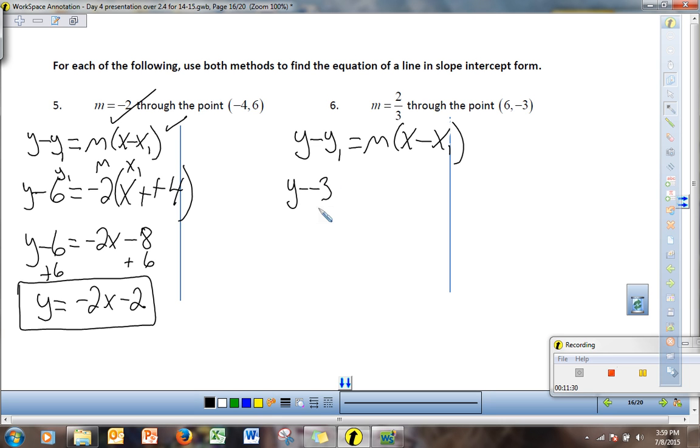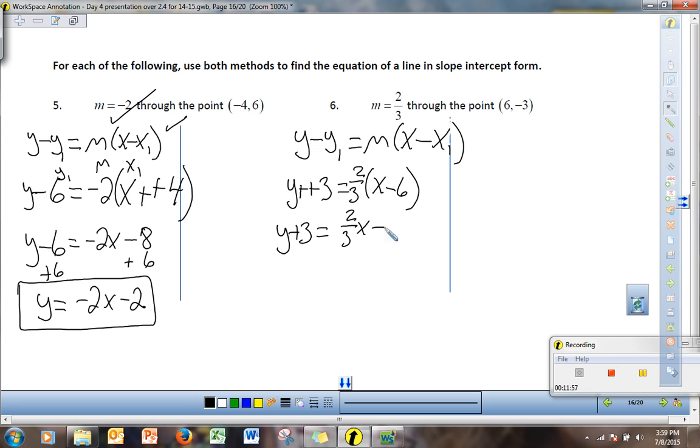So I've got y minus negative 3. And I hope you think, okay, Wayne, minus a negative is really a positive, so let's go ahead and just change that to a positive right off the bat. So I've got y plus 3 equal 2/3 parenthesis x minus my x value of 6. Now let's distribute.